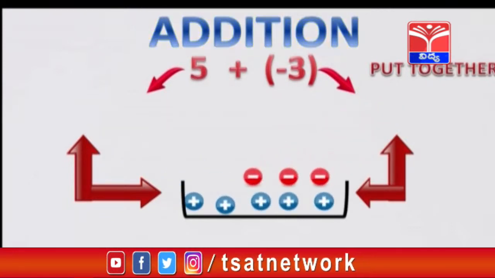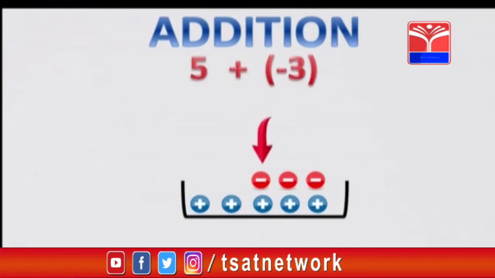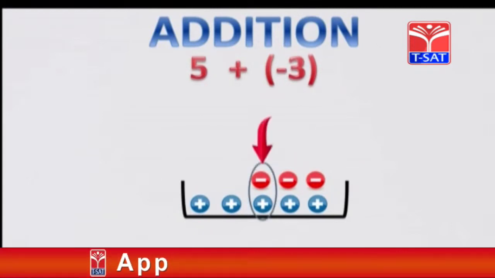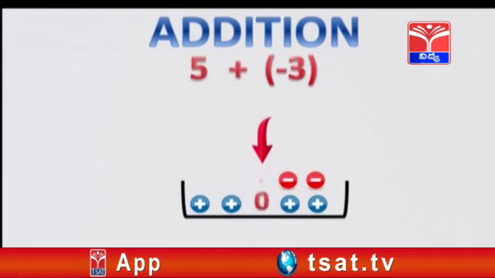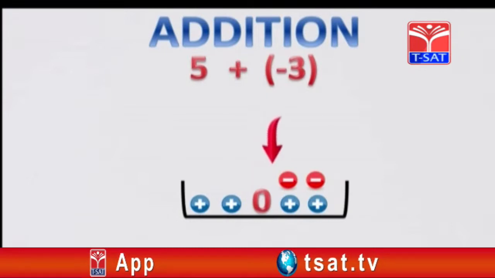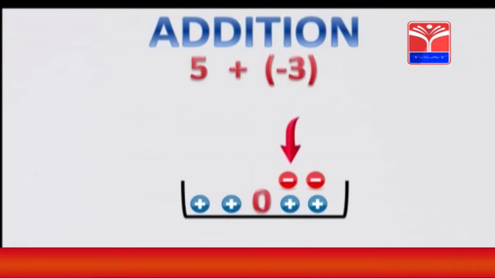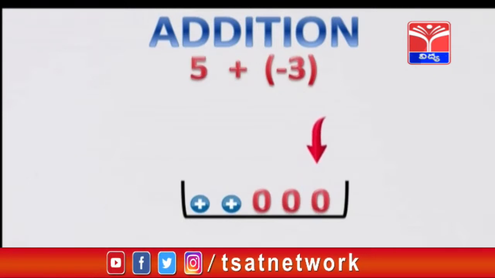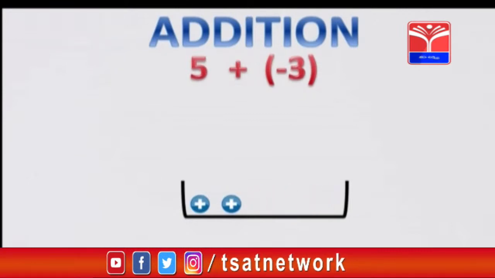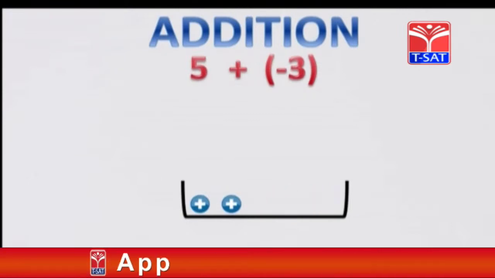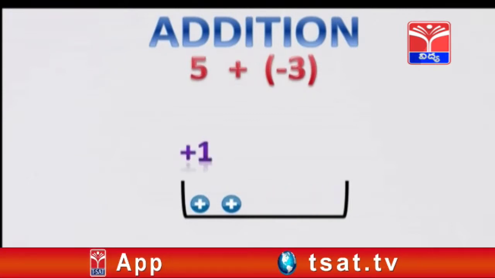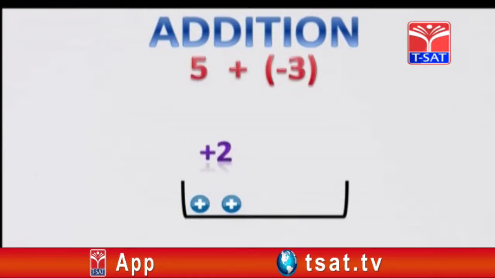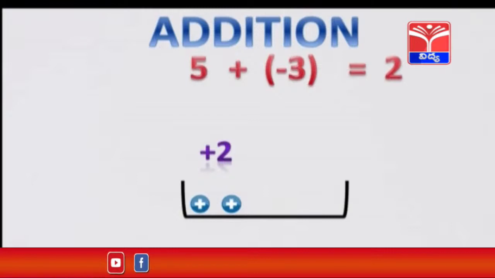Are you observing? Look at this combination. This is a negative positive combination, and we know that this is 0, and this is also another negative positive combination, also 0, and this is another negative positive combination, also 0, and zeros can be neglected from the basket. And what coins are left in the basket? +1 and +1, that is +2, and here is our answer, +2.